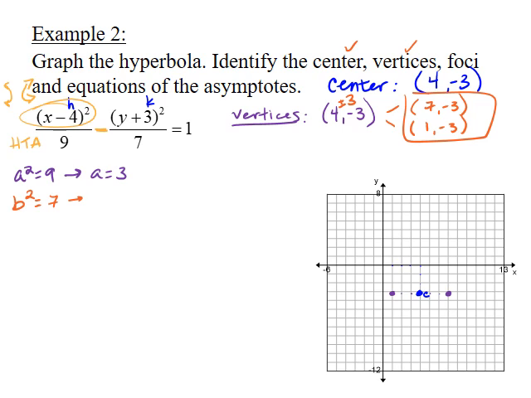B squared is 7, so b is the square root of 7. Plugging that into my calculator, it's approximately 2.6. So from my center, I'm going to go up about 2.6 units and down 2.6 units. And all b is used for is to help me make my box and to help me find my foci. Okay, my asymptotes are from corner to corner.